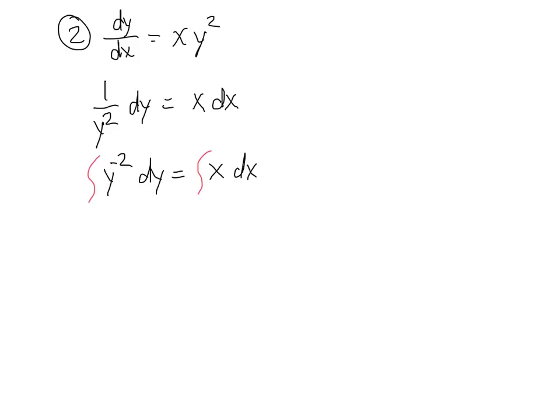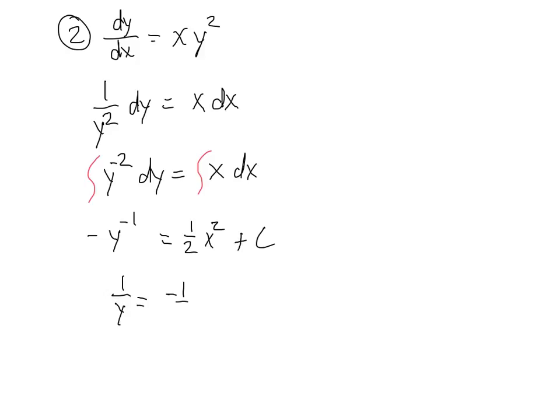So for the left side, if I raise the power by 1, I would get y to the negative 1. And so it's reciprocal, I just put a negative symbol in front. And on the other side, I would have 1/2 x squared plus c, just like we did with the previous example. Then it gets a little bit trickier from there, but one thing I can definitely do is get rid of that negative symbol on the left side. And that y to the negative 1 power I can write as 1 over y.